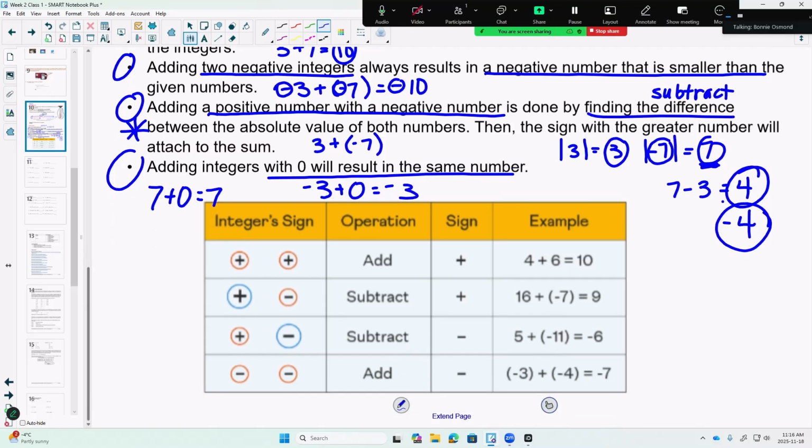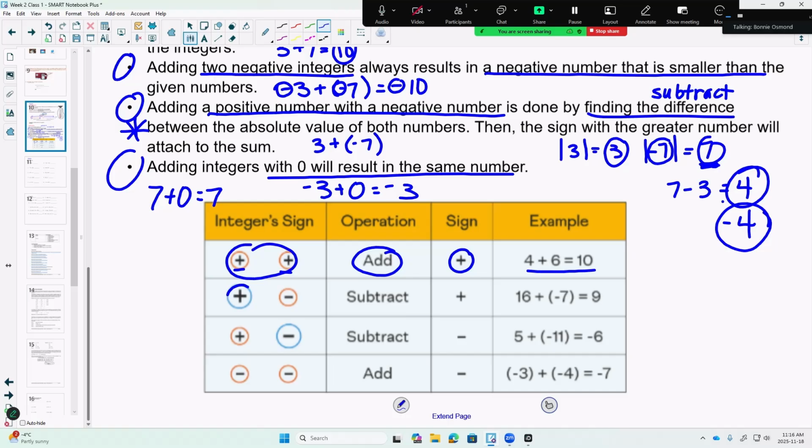So here is a little chart to just kind of simplify everything. If the integer signs are both positive, you're adding, you have to add the numbers together. Because they're both positive, the answer will be positive. For example, 4 plus 6, positive 4 plus positive 6 equals a positive 10.